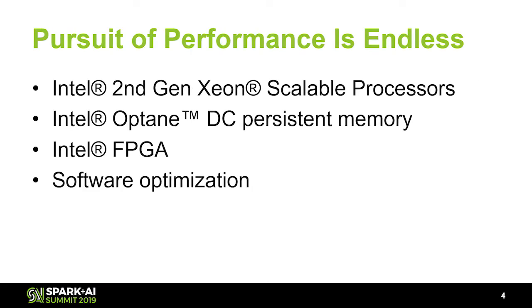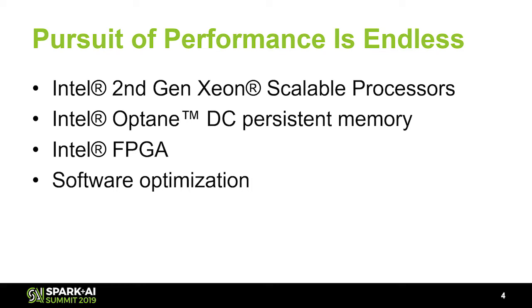We know that people's pursuit of performance is endless. That's why we released the second generation of Xeon Scalable processors, and we have released Optane DC persistent memory. That's all for performance. We also have our FPGA, where we worked on accelerators, and many other accelerators. Meanwhile, we worked on software optimization a lot. We try to enable and optimize the software for the new accelerators and for the CPU.